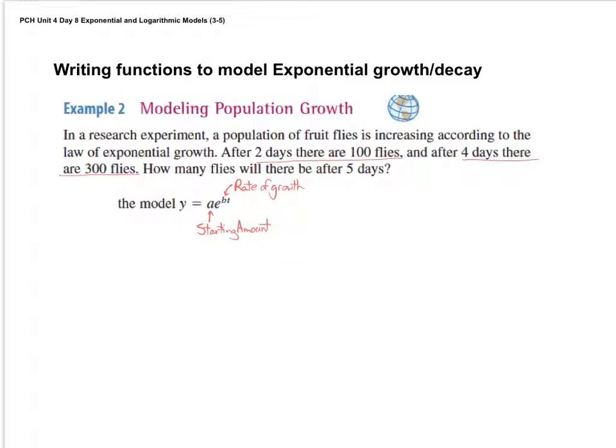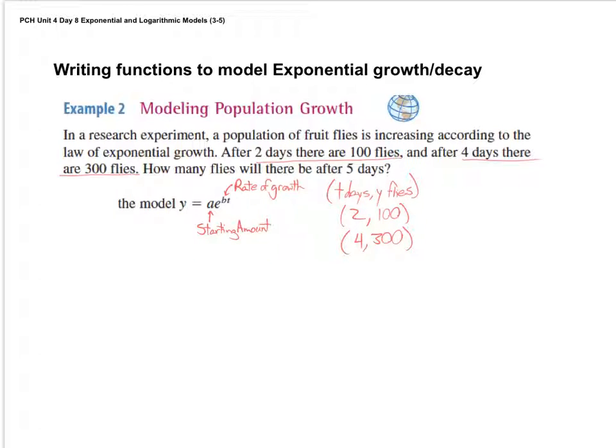All right, so we have that, and we need to realize what we're really being given, okay? First of all, understand the independent and dependent variables in our equation. The independent variable is our time, the number of days, okay? And the dependent variable is y, which is the number of flies, okay? So we're given 2 points here, the point (2, 100) and the point (4, 300).